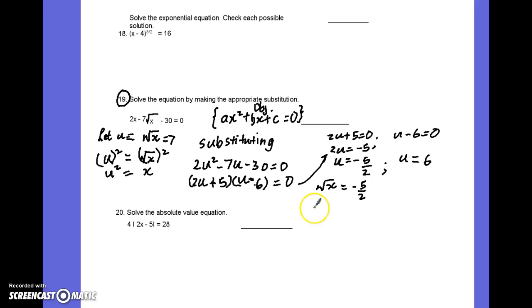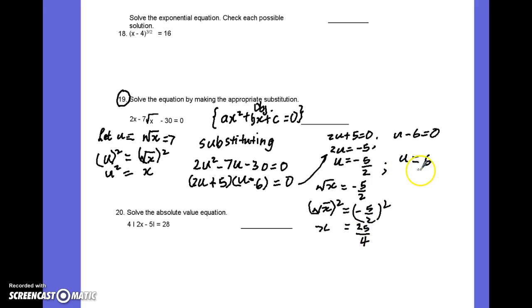Okay. And squaring both sides in order to get the x. Square this side, square that side as well. We get x is equal to 25 over 4.